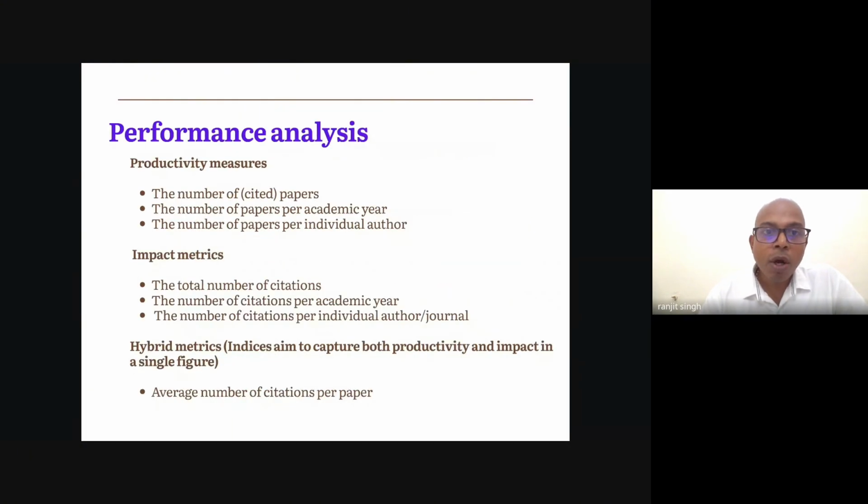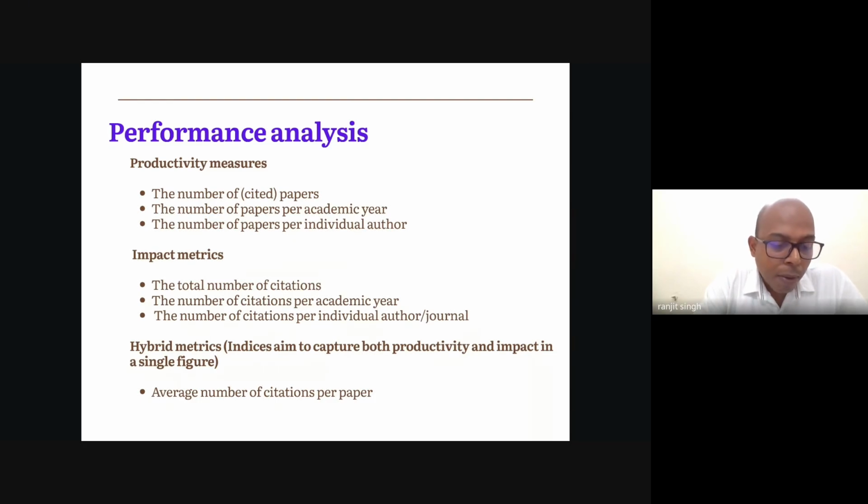Now, moving to performance analysis. Performance analysis generally has three types. First is productivity measure. In the productivity measure, we generally measure the productivity in terms of number, like the number of papers cited, how many papers have more than 100 citations, how many papers are 0 cited. That is the productivity. And next is the number of papers per academic year.